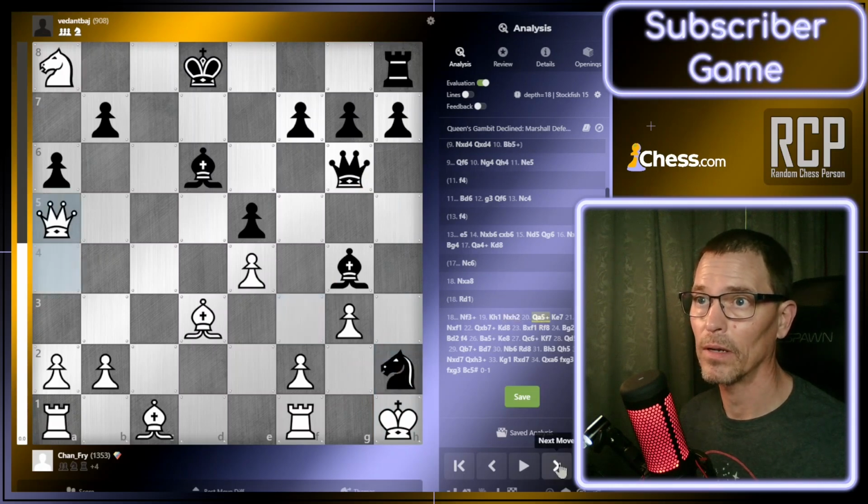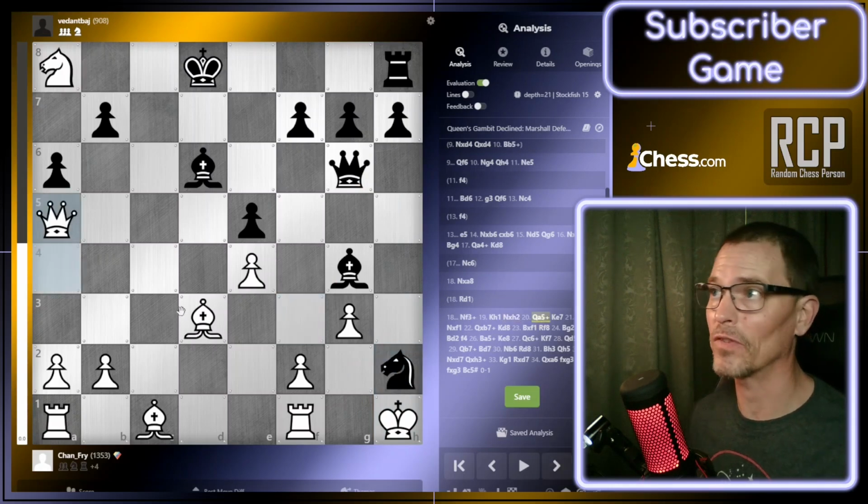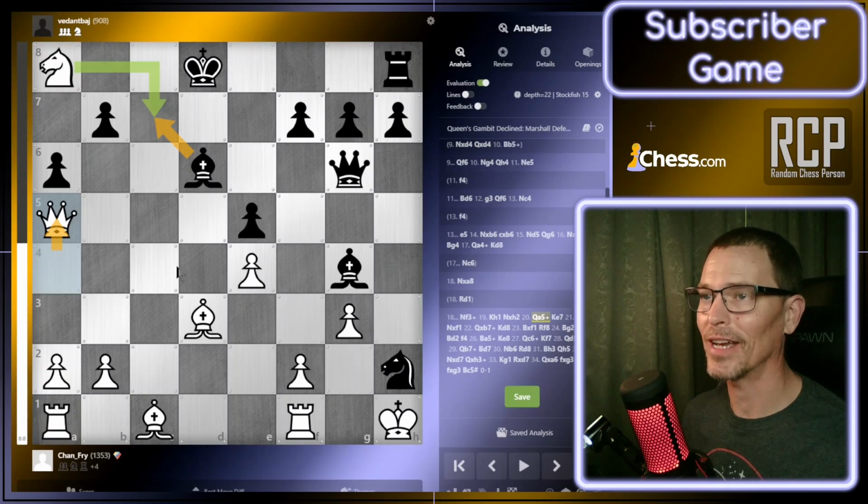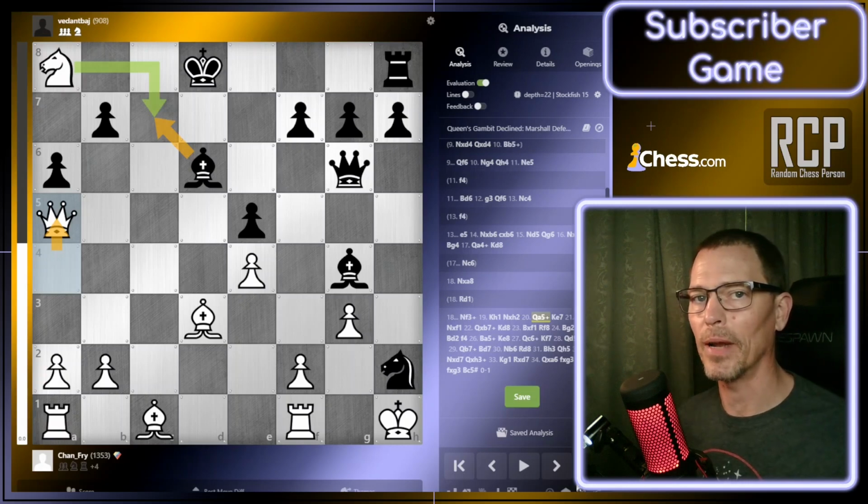Was that a blunder? Oh, that had to have been my best move because the eval bar didn't jump at all. Moved my queen here to check. Again, they're not going to block with the bishop because I have a knight protecting that square, which is why I wanted my knight in the corner instead of over here.